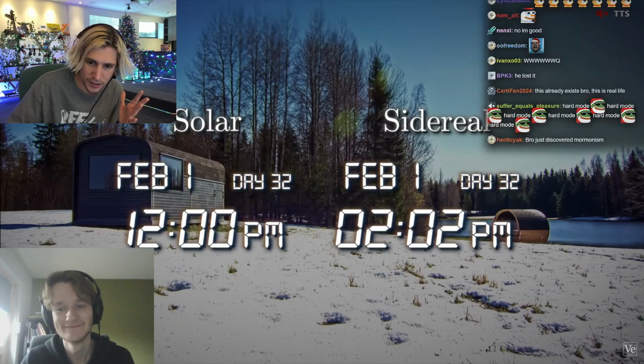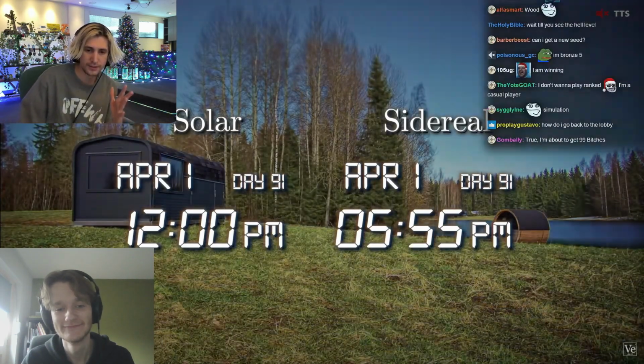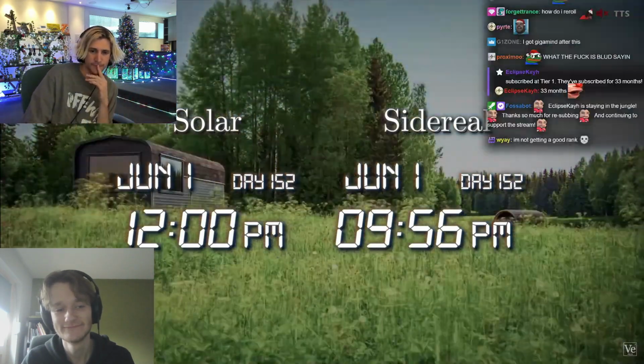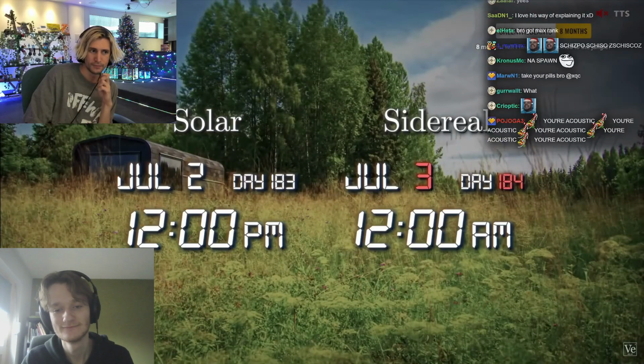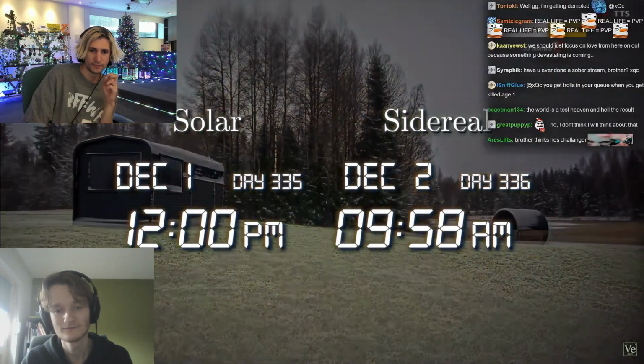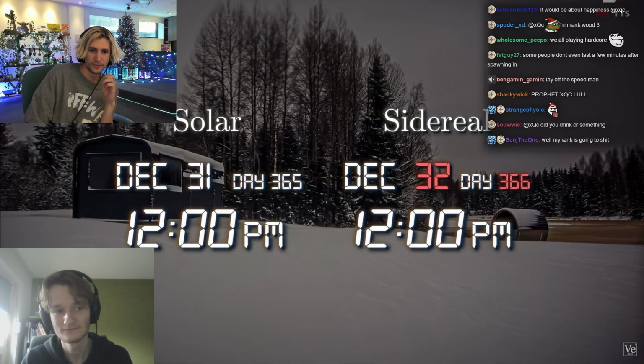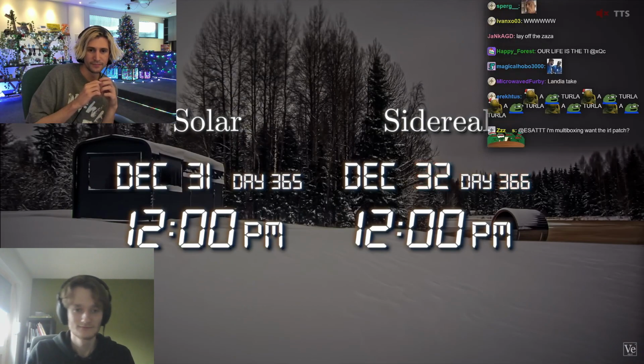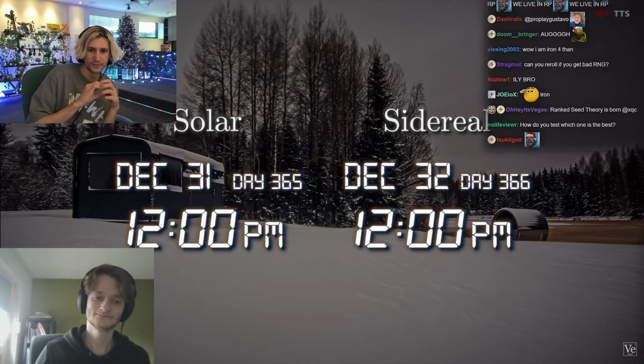Think about that. Fully diverge throughout the year. After 6 months, the sidereal day would be 12 hours ahead of the solar day, meaning that noon would be midnight, and it would keep moving up until it's finally 1 full day ahead of the solar day, at which point a new year and orbit begins.